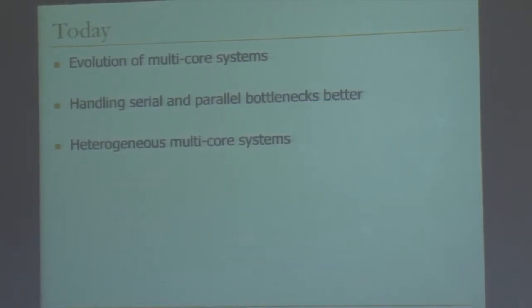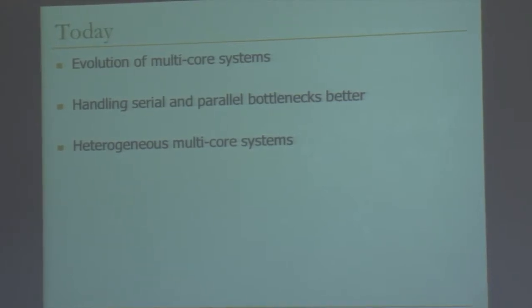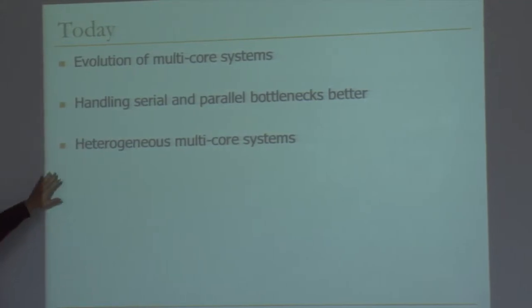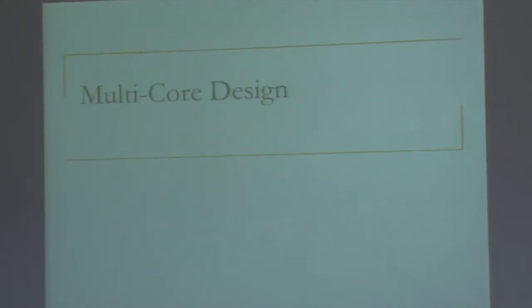OK. So today, we'll talk about the evolution of multi-core systems handling serial and parallel bottlenecks better, which will lead us to heterogeneous multi-core systems. And when I say heterogeneous multi-core, it's the same as asymmetric multi-core. These are the same things, asymmetry, heterogeneity.